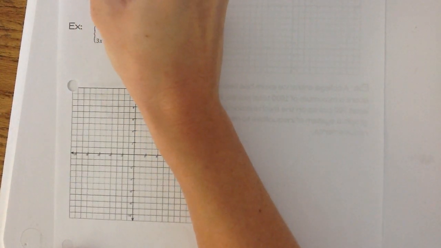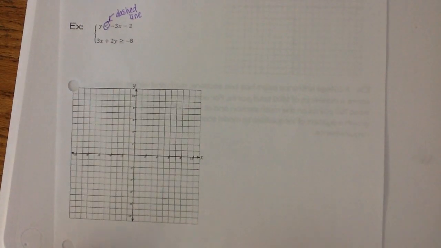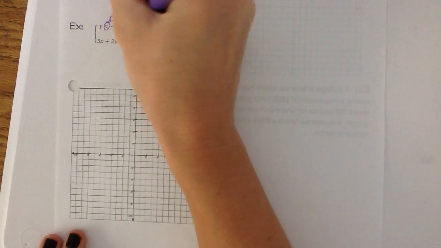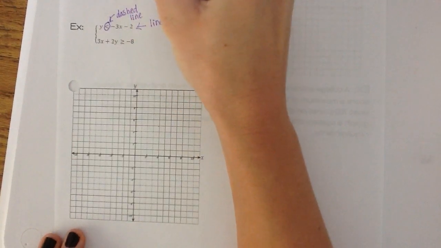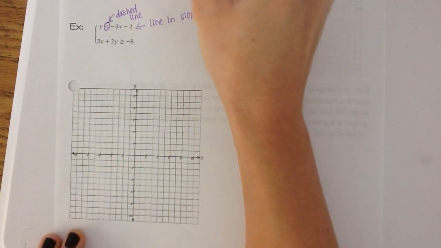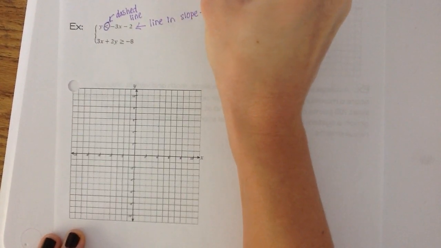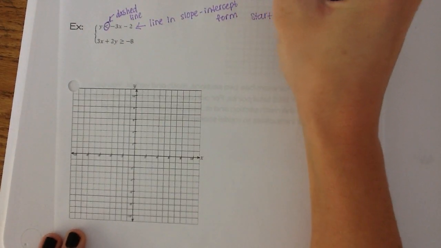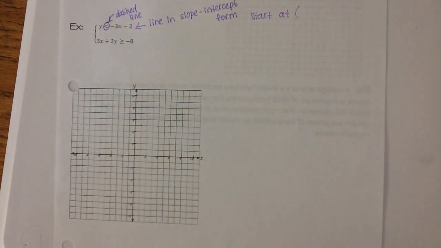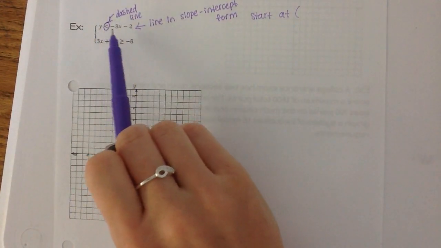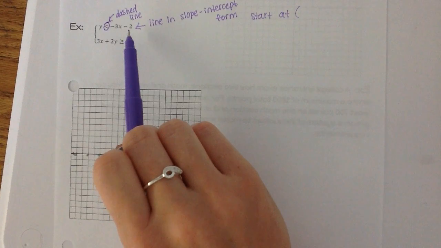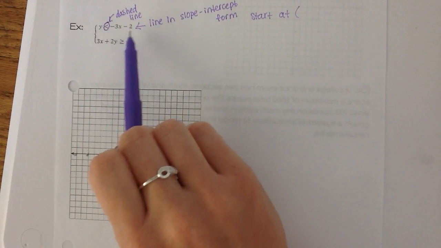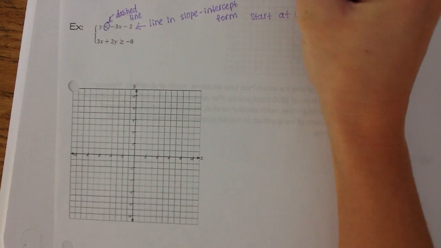So we have less than, so our less than right here tells us that we are going to have a dashed line. We can see that this is a line that is already in slope intercept form. Okay. So let's see where our line is going to start out at. What is our y-intercept? We have y equals mx plus b. b is our y-intercept, so our y-intercept is negative 2. So we're going to start at the point 0, negative 2.